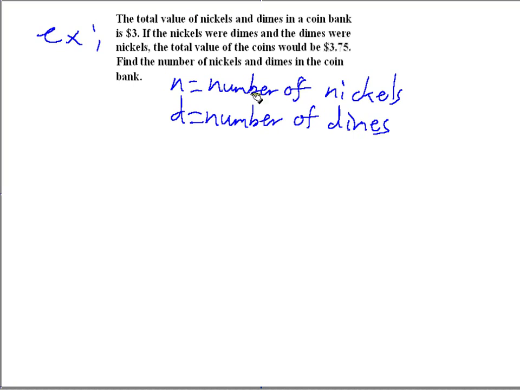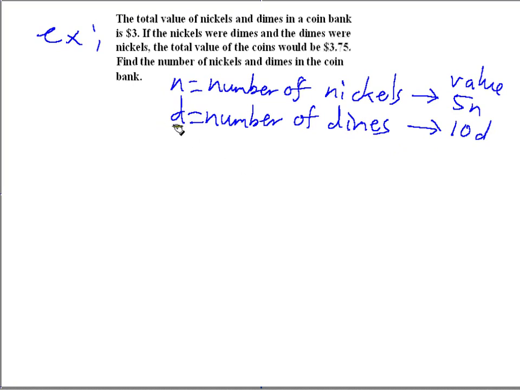What is the value of that? Well, the value would be what? 5N, right? Because each nickel is 5 cents, right? What is the value of D dimes? I have D dimes, right? D is the number of dimes. What is the value of that? That's 10D. Can we see that? Right? Because 10 cents per dime, and I have D of them.